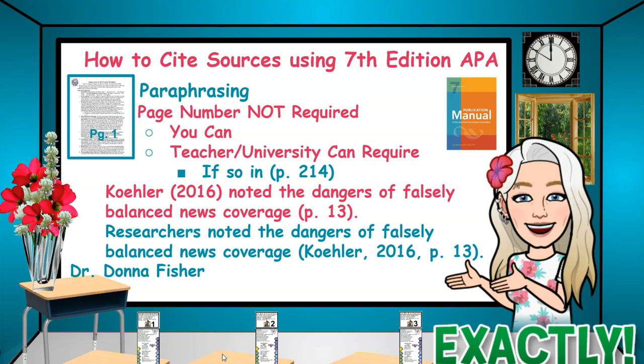So those are two different ways you can do an in-text citation. You can put the Kohler 2016 in the narrative, followed by the page number, or you can put it after your paraphrased information with the author, comma, publication year, and then the page number. Notice that the period goes outside of, after the parentheses, for both examples.